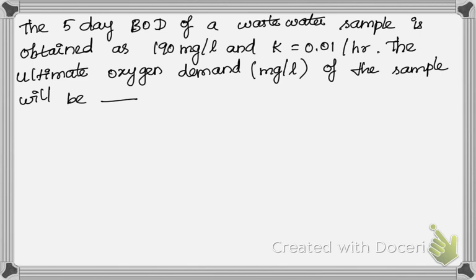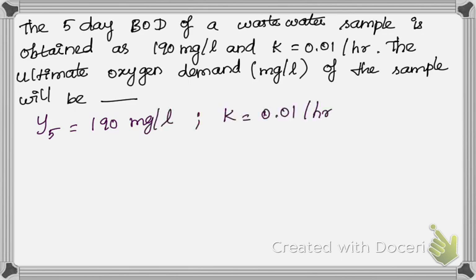The next problem is, the 5-day BOD of a wastewater sample is obtained as 190 milligram per liter and K is equal to 0.01 per hour. The ultimate oxygen demand in milligram per liter of the sample will be dash. So this will be just like our previous problem. So they have given our 5-day BOD, which is my Y5, equal to 190 milligram per liter, and K is equal to 0.01 per hour. So we have to see this.